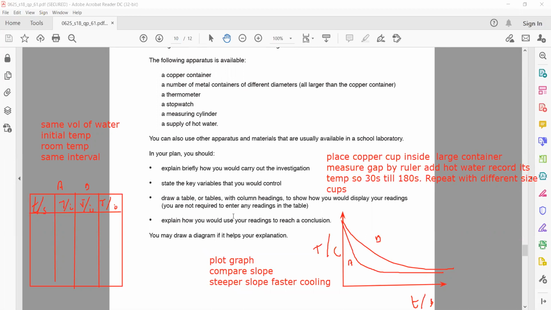We can also use the change in temperature. The one which shows a small change in temperature is a better insulator, or the one which shows a greater change in temperature will have a faster rate of cooling. Is this experiment clear? So solve this paper and send it now, or you can send it anytime in the evening.